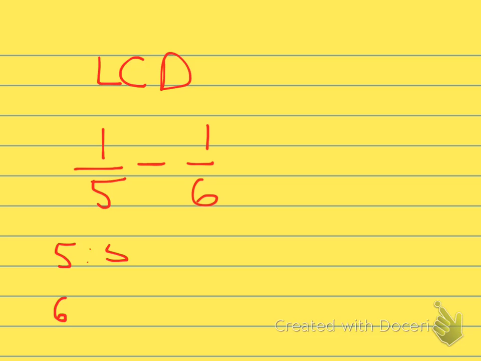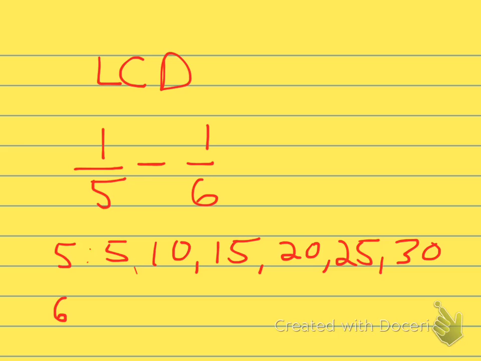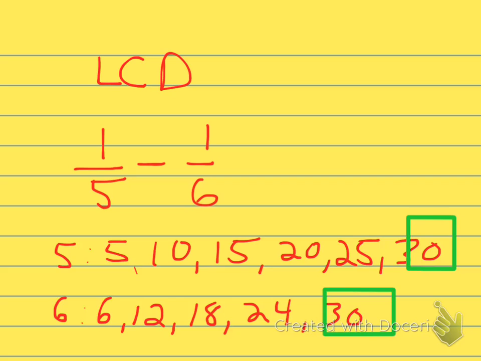So this is what we do. 5 times 1 is 5. 5 times 2 is 10. 5 times 3 is 15. 5 times 4 is 20. 25. 30. 6 would be 6 times 1 is 6. 6 times 2 is 12. 6 times 3 is 18. 6 times 4 is 24. And 6 times 5 is 30. So the least common multiple for this is 30. So that's what we would use for the bottom of the fraction. We would use 30 and 30.